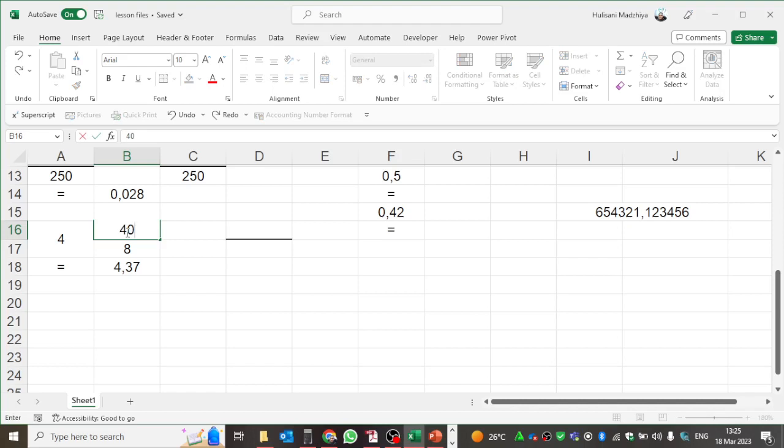And then we ask ourselves another question: how many times does 8 go into 40? It actually goes 5 times, so therefore we're going to have 5. So therefore our final answer becomes 4,375.